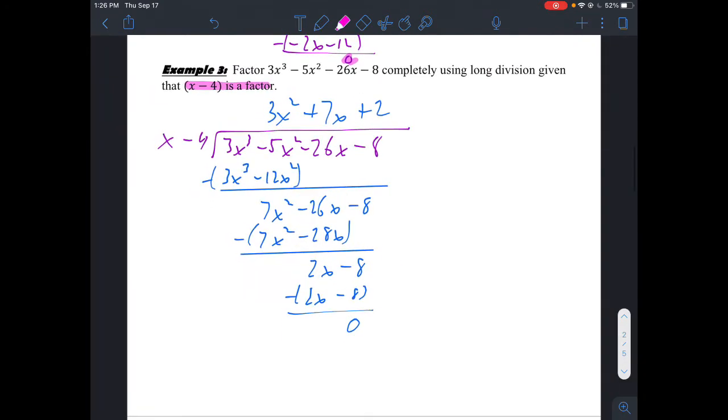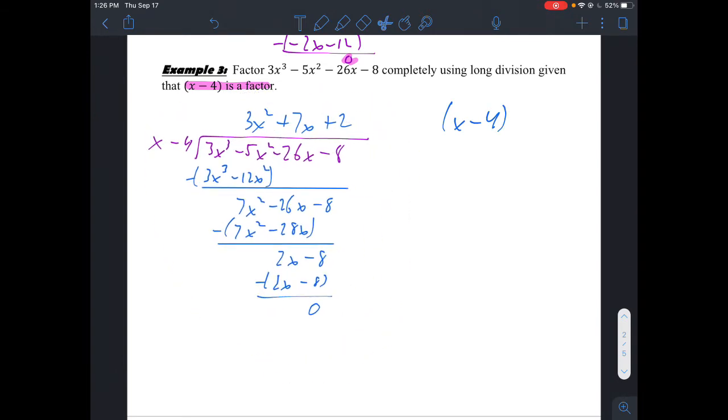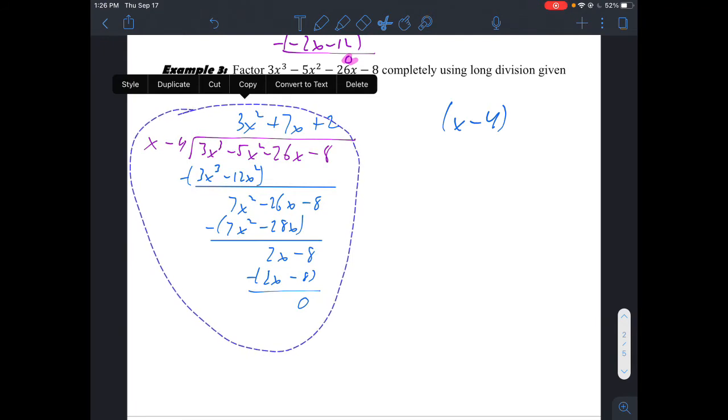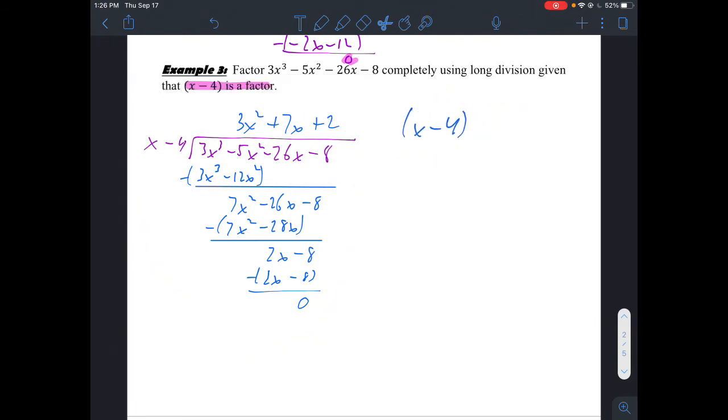So I know x minus 4 is a factor, all right? So now I know if I was to factor this, I would get x minus 4 times something. So the question now is, well, what is that something? That something is what is left over on top of our division bar here. So it's 3x squared plus 7x plus 2.